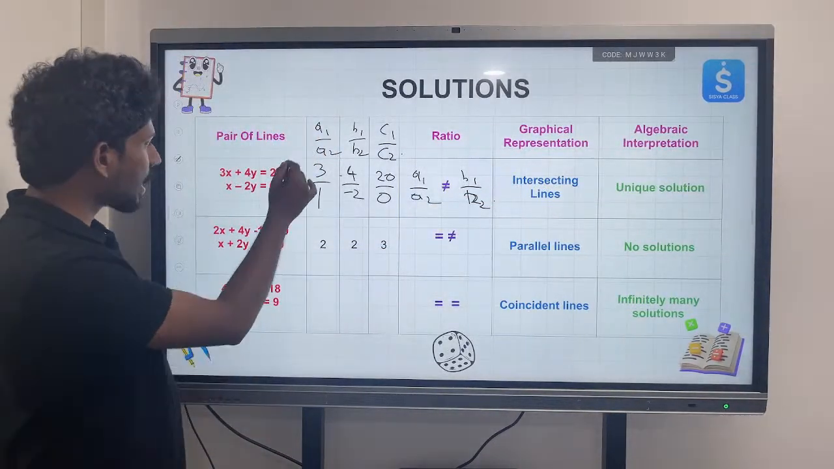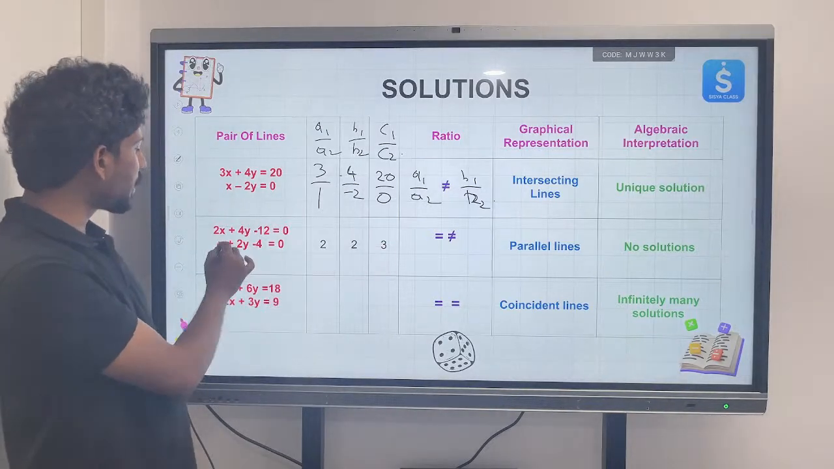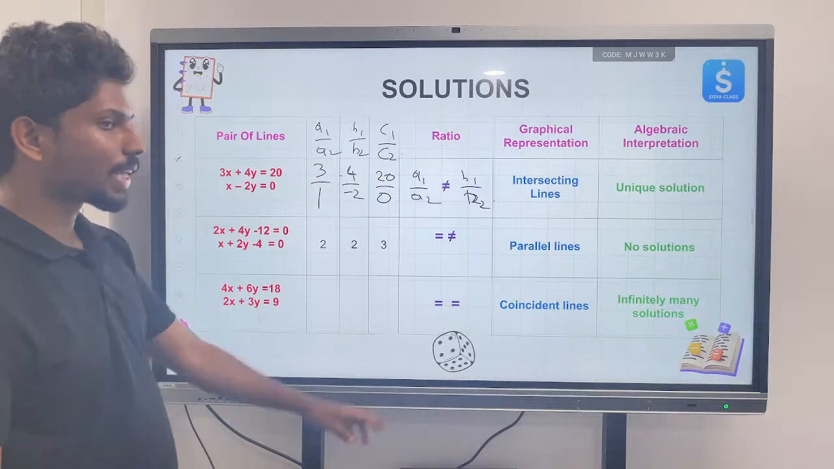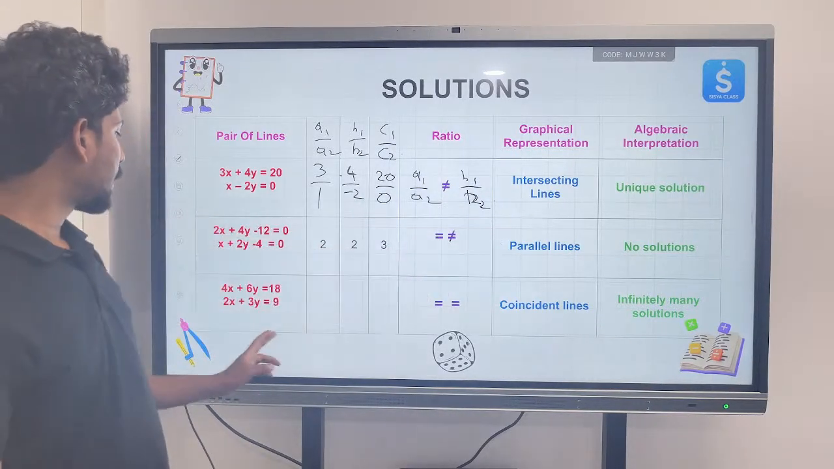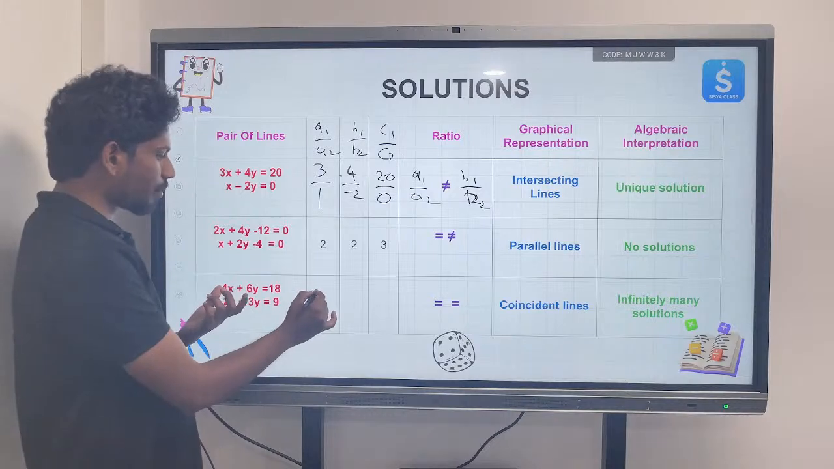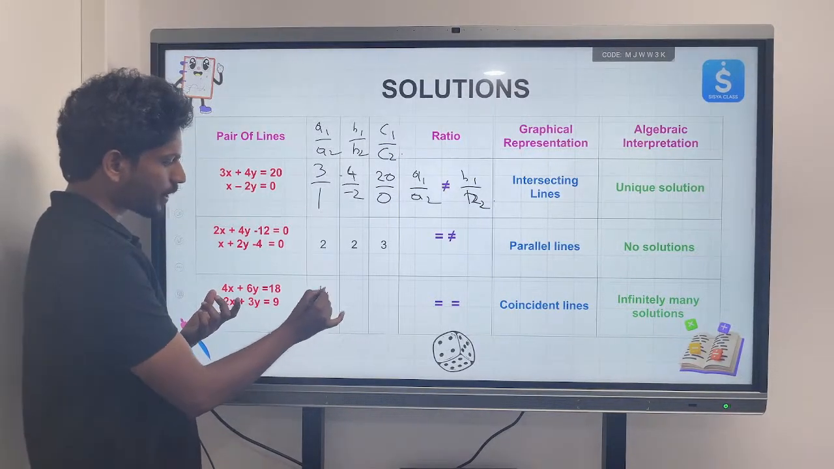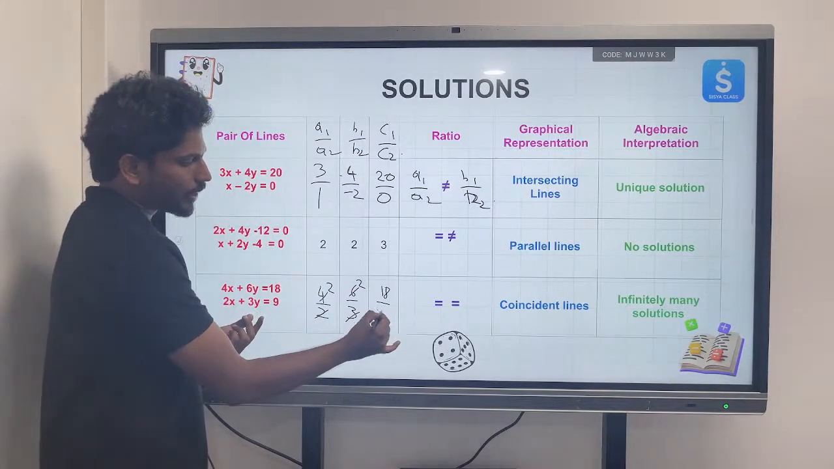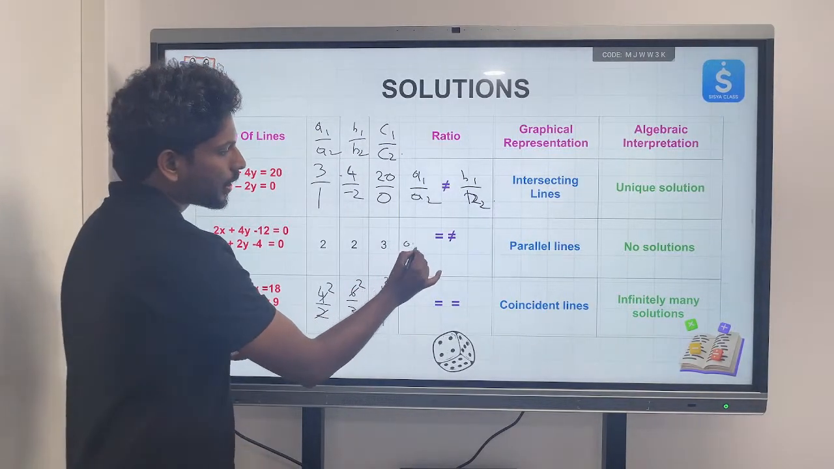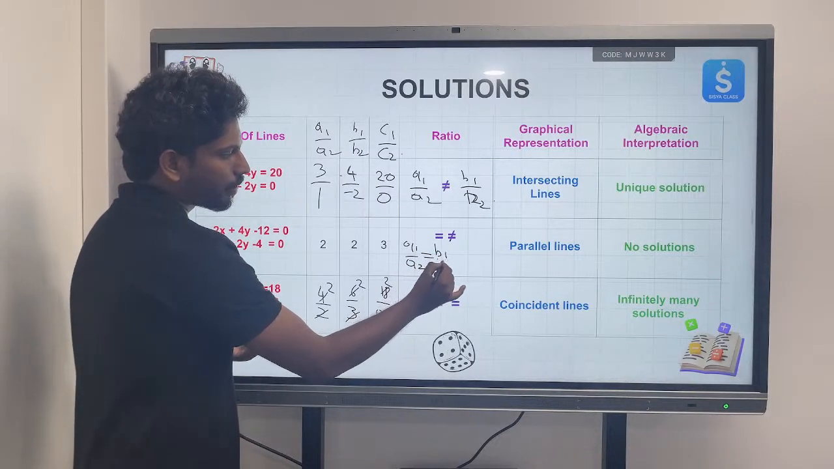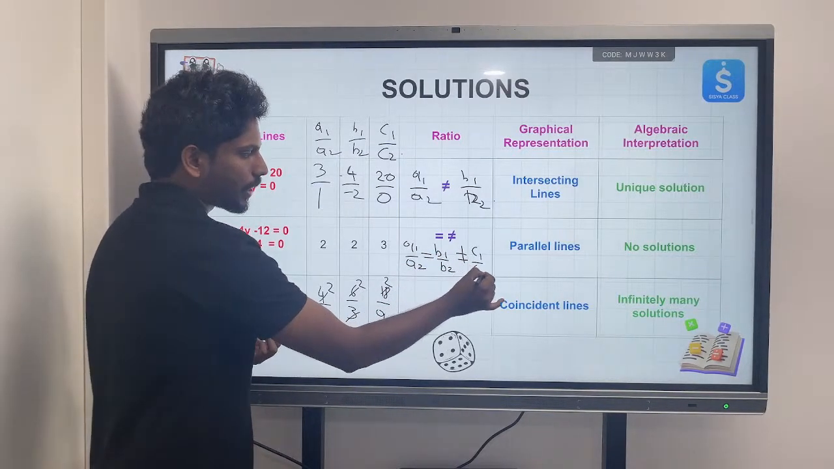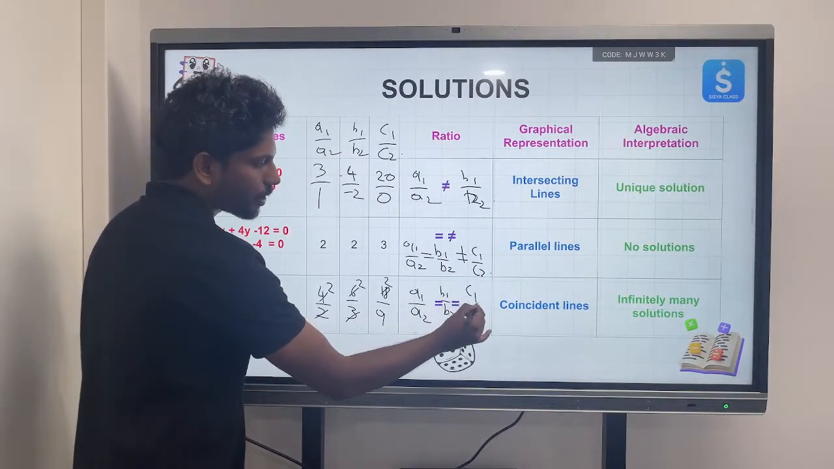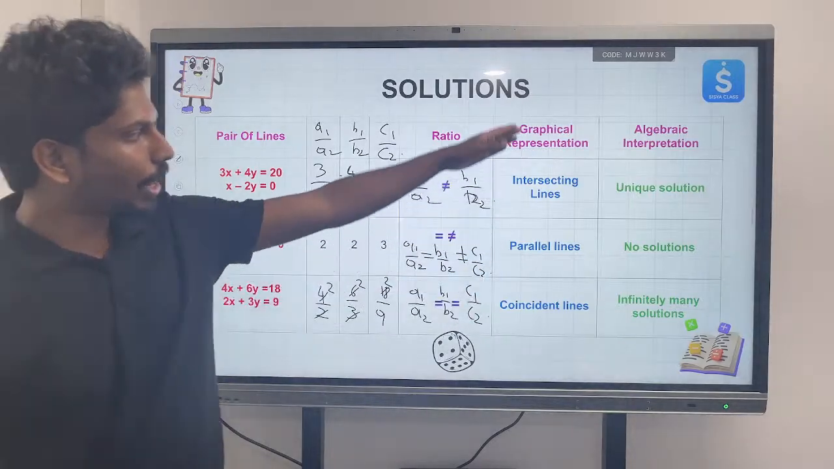Now, if you see here a1 by a2, b1 by b2 and c1 by c2, a1 by a2 is equal to b1 by b2, but it is not equal to c1 by c2, hence you can say it is having parallel lines and no solution. And the last case: what is a1 by a2? 4 by 2, which is 2. What is b1 by b2? 6 by 3, again 2, and 18 by 9, which is again 2. So, we can say here a1 by a2 is equal to b1 by b2, which is not equal to c1 by c2, and here a1 by a2 equals b1 by b2, which is also equal to c1 by c2. So, we have all these three cases.